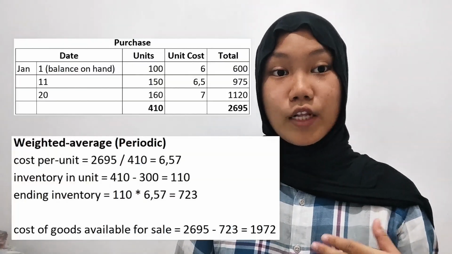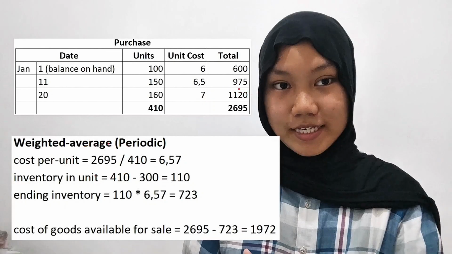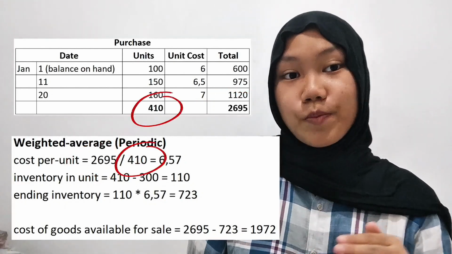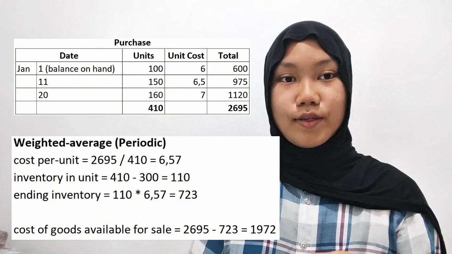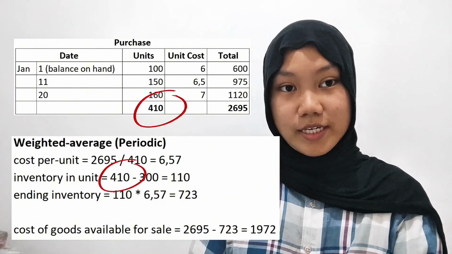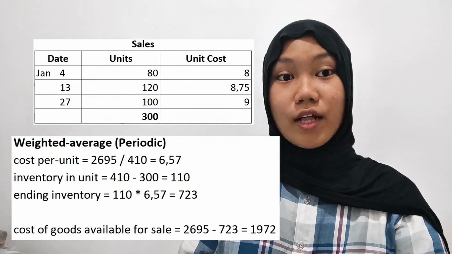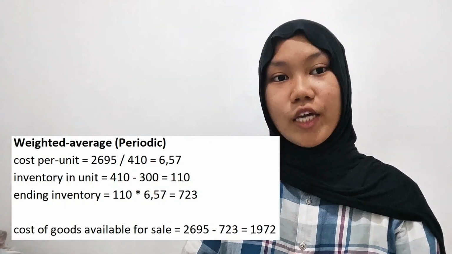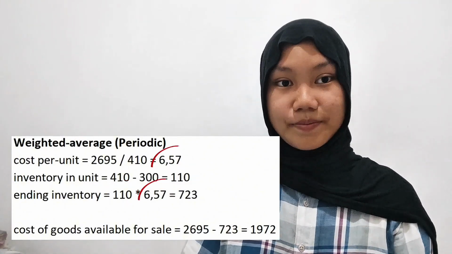Second, you must calculate the cost per unit by dividing the sum of total cost purchases with the sum of units purchases. Third, you also need to calculate the inventory in unit by deducting the sum of unit purchases with the sum of the units sold. Fourth, to calculate the ending inventory, you need to multiply the inventory in unit with the cost per unit.